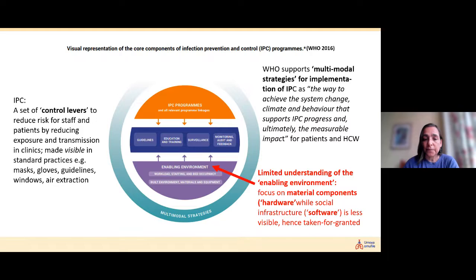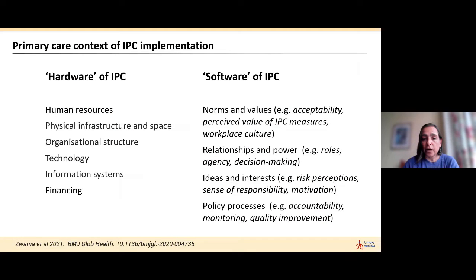Next slide, please. When we refer to the hardware of IPC, we generally mean the tangible elements of the system: the people, the structures, the materials, the guidelines, money, committees, and so on. When you assess IPC in facilities, these are often the things that appear on the checklists. But IPC implementation is very dependent on what we would call the software of the system.